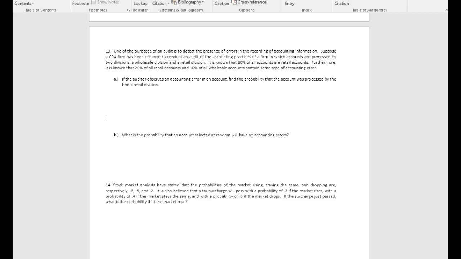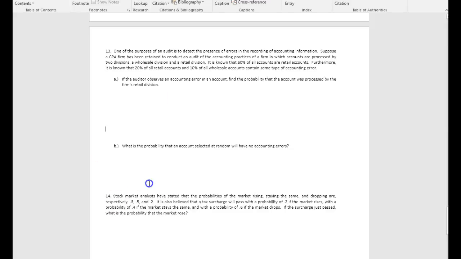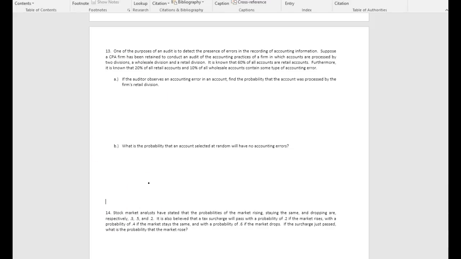So let's write down first what we know. Actually, first I'm going to make the contingency table with nothing in it. So let's put in our information. So we have retail and wholesale, or I'll just say not retail. It doesn't really matter. And then we can say contain an error or do not contain an error.